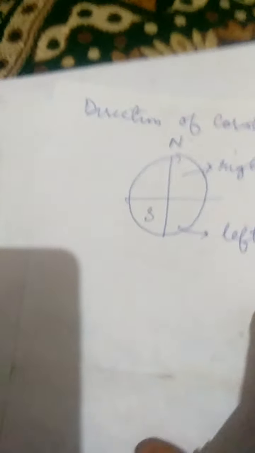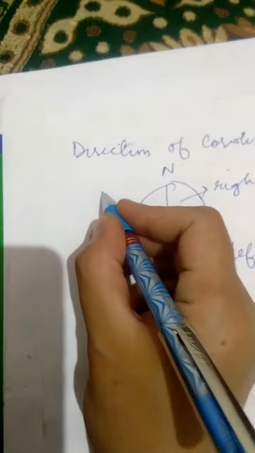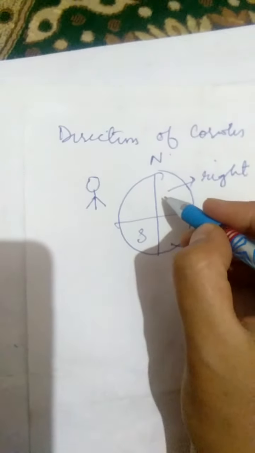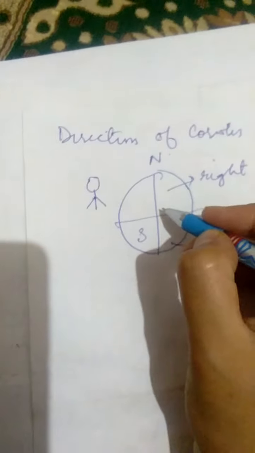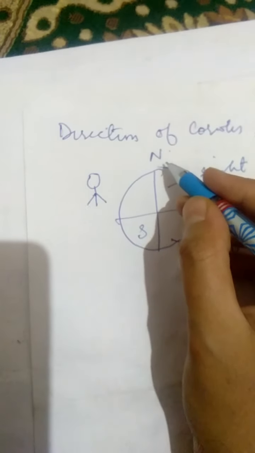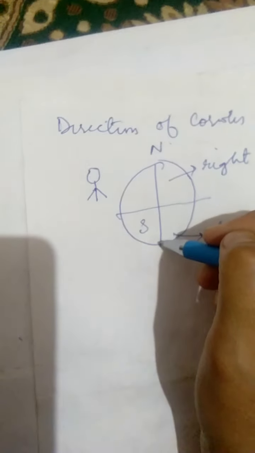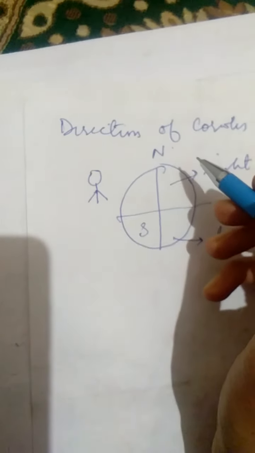Now, let me take up the examples one by one. For example, this is my student, and he is moving in the northern hemisphere. But moving in the northern hemisphere can mean two things. Either he is moving towards north or he is moving away from the north. Now let us take each case one by one.